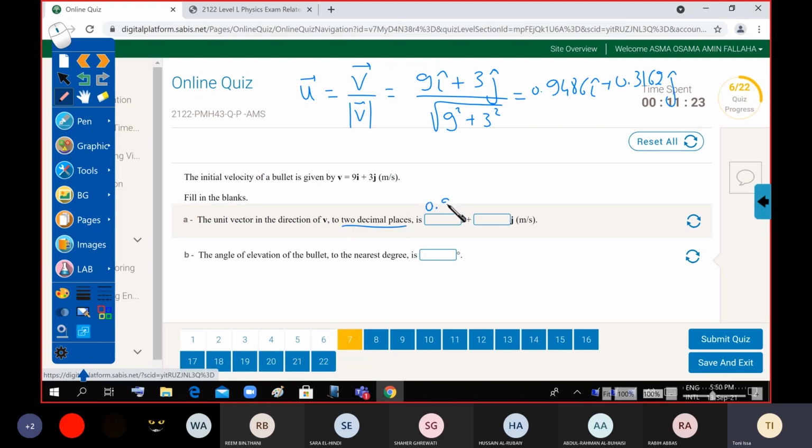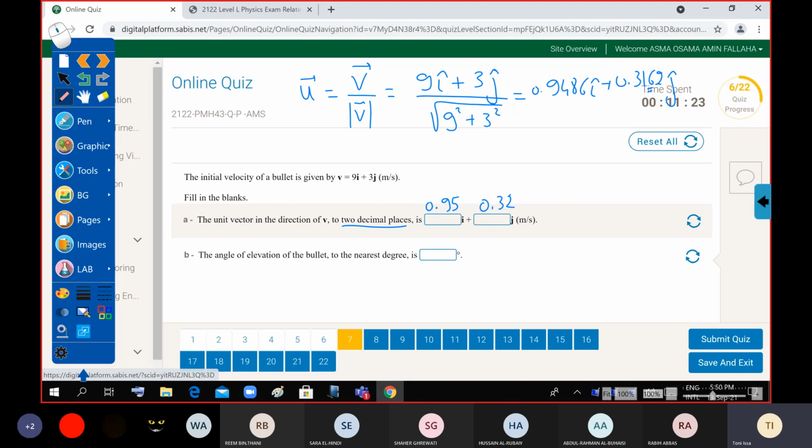So your answer should be 0.95i, and for the other one, it will be 0.32, because you can see here I look at this is 6, so for 2 decimal places, it should be 0.32j. The angle of elevation of the bullet to the nearest degree.